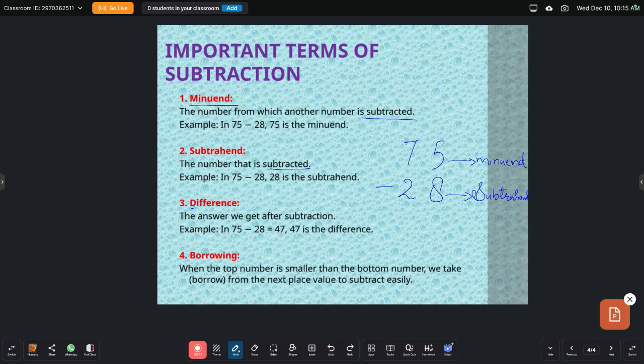Now, the third one is the difference. What does difference mean? Difference is the answer we get after subtraction. That means here I gave you two numbers, 75 and 28. 75 is the minuend and 28 is the subtrahend. What we have to do is find the difference. Difference means the answer which we get after subtracting two numbers. So let us subtract this.